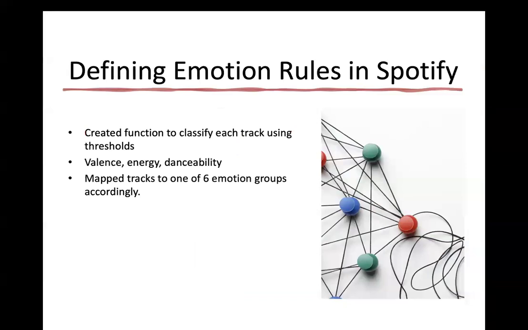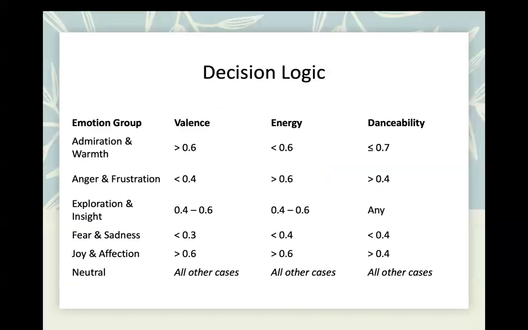So there we created a class. We classified the emotions using the features explained by Yogita in the previous slide. Valence, energy, and danceability are the main features we have. These are significant variables, and then we map each track to one of the six emotions accordingly. And then, for example, high valence plus high energy is joy and affection.